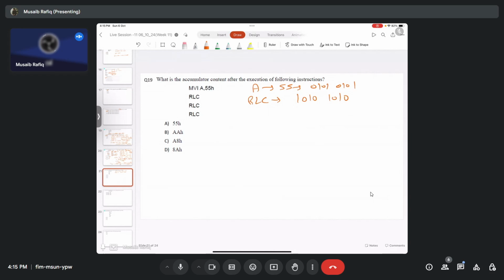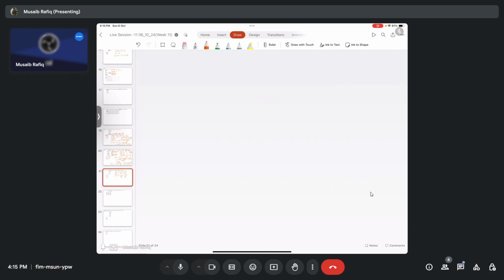Then again I will have RLC, it will become 0 1 0 1 0 1 0 1. Then again RLC, it will become 1 0 1 0. So this is A, this is A, so it is AA hex. Option B. So it's 90.